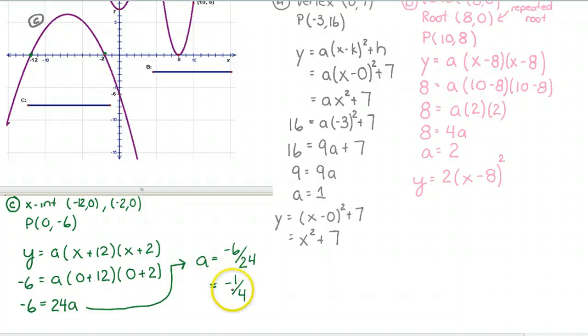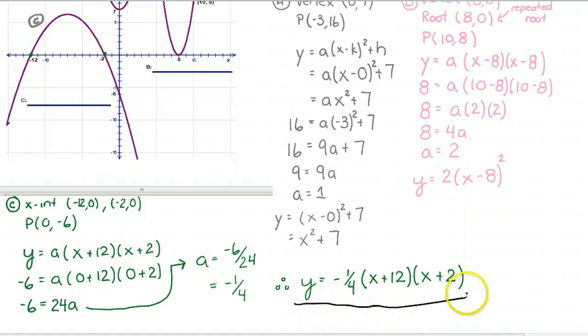And again, I feel good about that because I notice this quadratic opens down. And there are a number of other checks I could do for this. So therefore, the equation for that relationship is y equals negative 1/4 times x plus 12 times x plus 2. And I'm done. So there it is. There's C, there's B, and there's A.